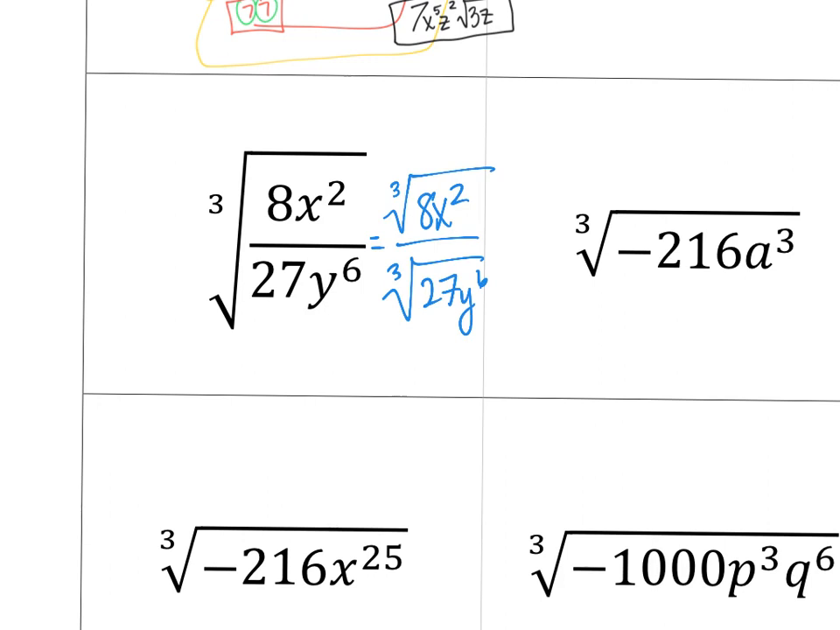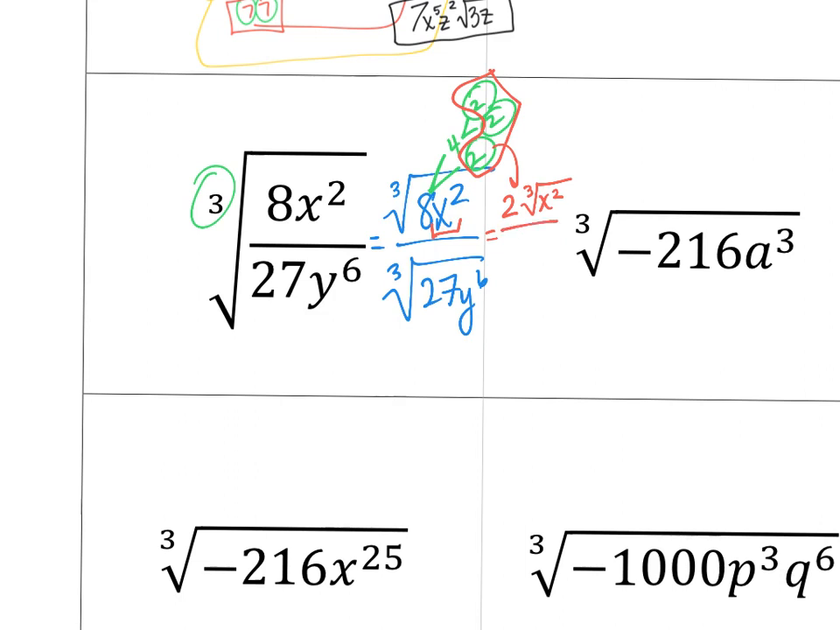So I could work on the top first. So I already know 8 is 4 times 2 and then 2 times 2. So I'm just prime factoring. I'm in a cubed root. So as soon as I have 3 of something, it gets to come out. So this will be equal to a 2. Now x squared is only 2 x's, so it does not get to come out. So I'm going to have the cube root of x squared still sitting in there.